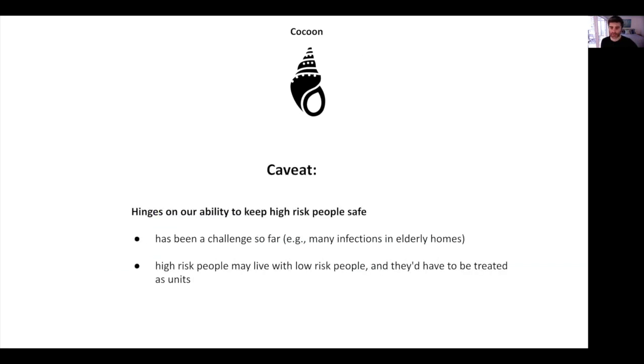There's one other caveat with the cocoon strategy I just want to mention, which hinges on our ability to keep high-risk people safe, which might be a lot easier said than done. It's actually been a challenge so far, with many infections occurring in elderly homes despite people's attempts to keep them safe. And we also have to take into account the fact that plenty of high-risk people live with low-risk people.